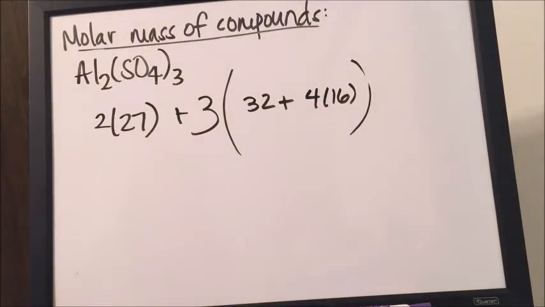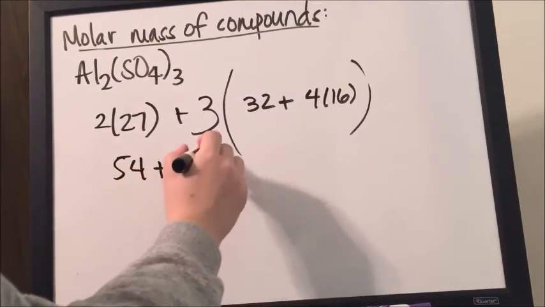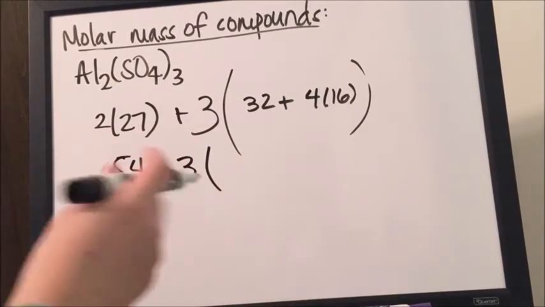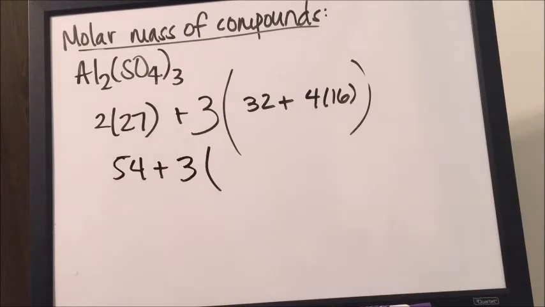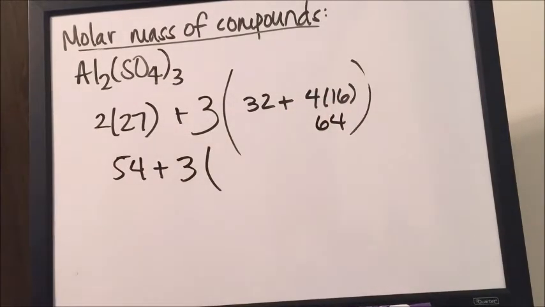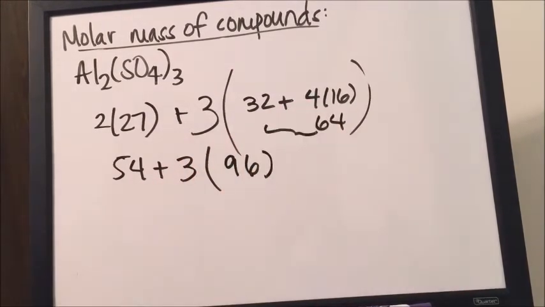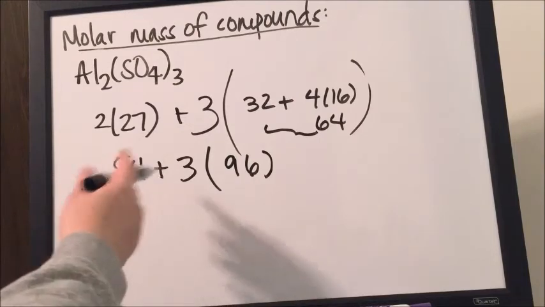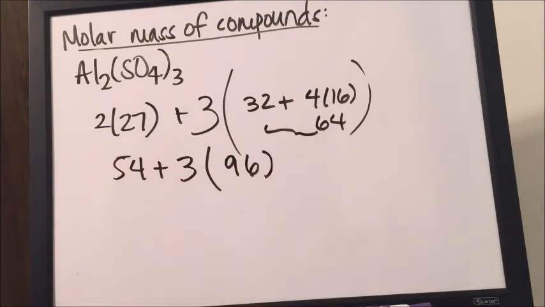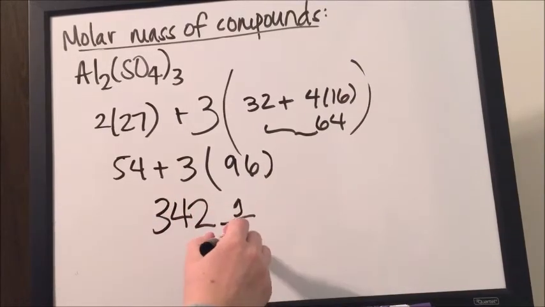So if you think about it like this, that works just fine. This gives you 54 plus 3, well, 4 16s are 64, and 32 and 64 is 96. I've just added those together. So I have this, 54 plus 3 times 96, which is conveniently 342 grams per mole.